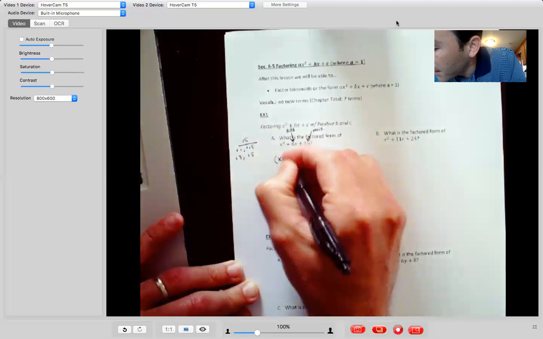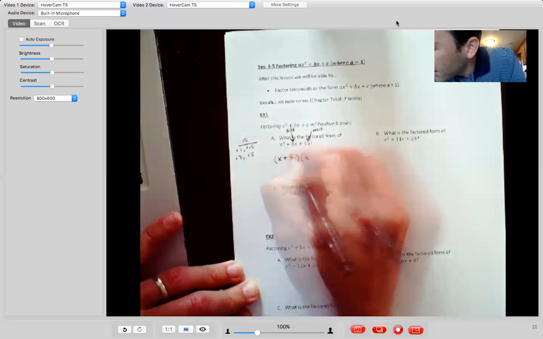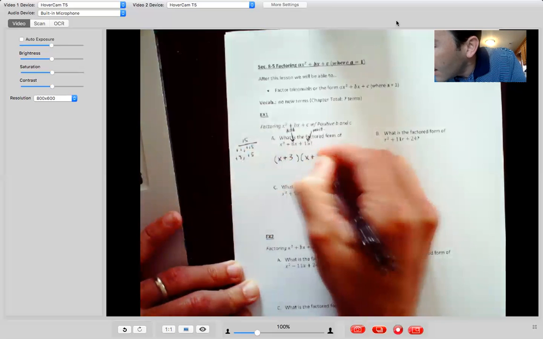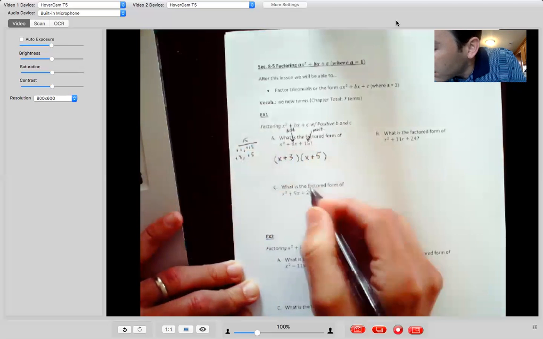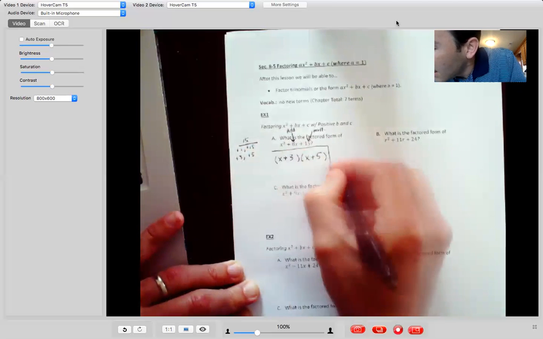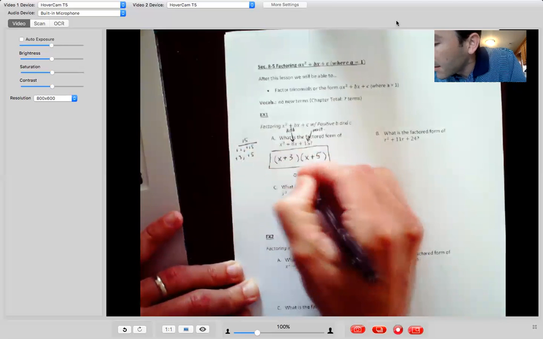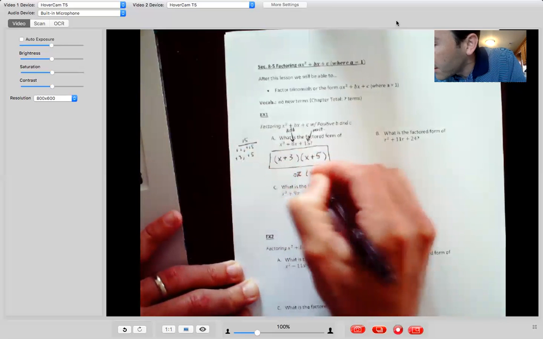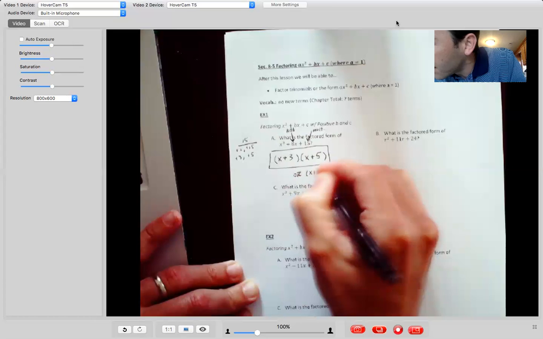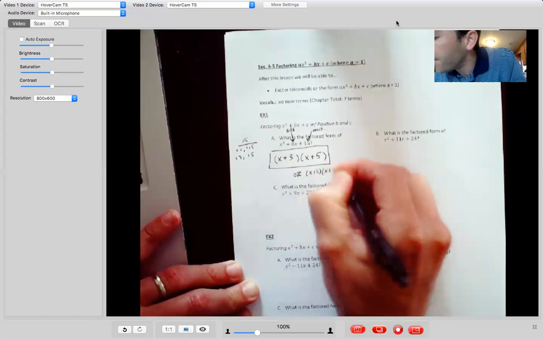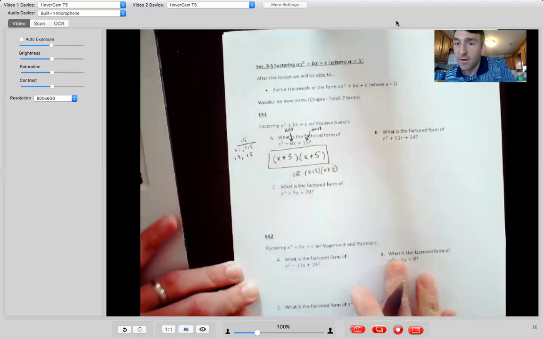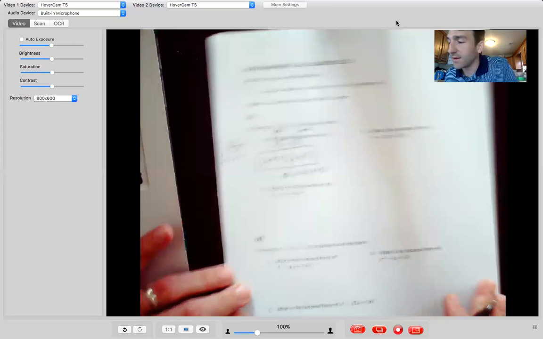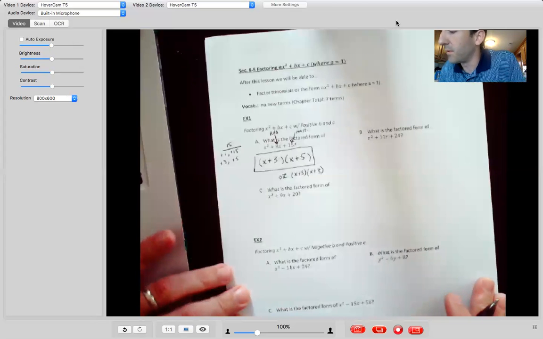So one binomial is x plus 3. The other one is x plus 5. And just like with normal multiplication, it would also be acceptable the other way around. So the quantity x plus 5 times the quantity x plus 3 would work as well. All right, so moving on, I'll probably work pretty much all of these today because it is pretty important.